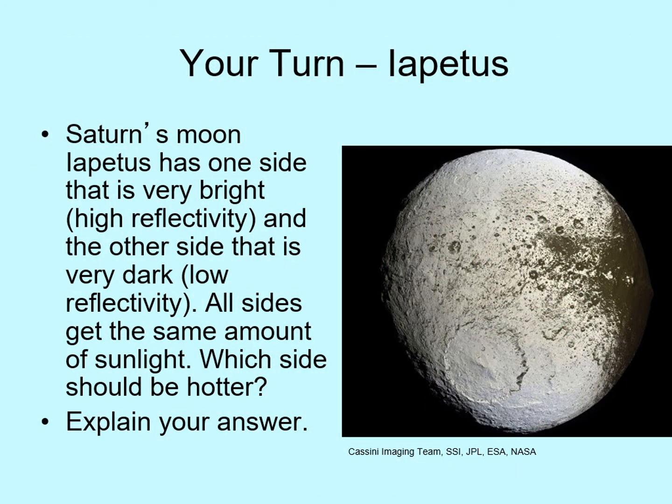Here's a chance to test your understanding of the no greenhouse temperature. Saturn's moon Iapetus has a very unusual surface. Part of the surface is covered by dark, tarry material, while the rest is covered with light, icy material. Since both sides get the same amount of sunlight, which side should be hotter, and why?